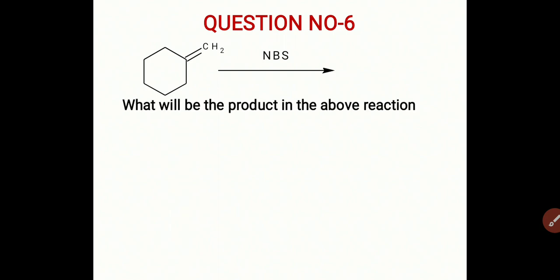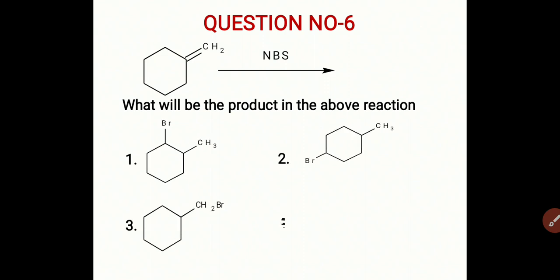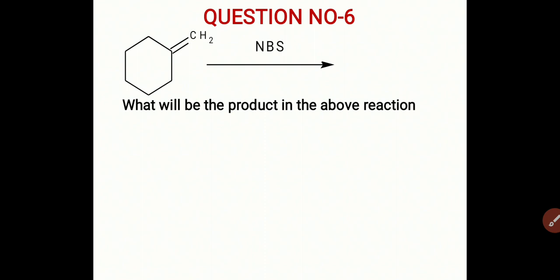Then question number 6. This is the compound given. Alkene reacts with NBS, which is the product formed in the above reaction. These are the four options given. Now you have to see what NBS is. If you have not learned it, I will tell you what NBS is first, then we will come back to this question. NBS is nothing but N-bromosuccinimide.